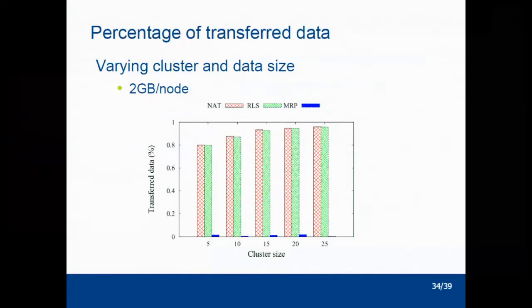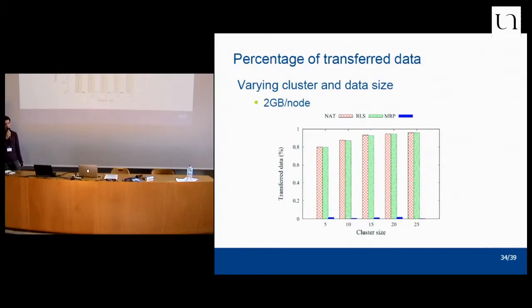This is the same metric, but for a decreasing size of the cluster and an increasing size. And we see that our approach stays stable. This is the percentage of data. So actually, more data is transferred, but the percentage of total data that is transferred in the shuffle phase is local.